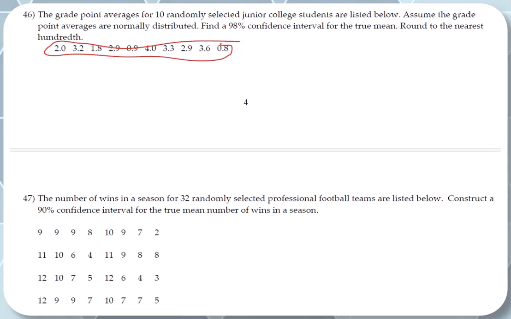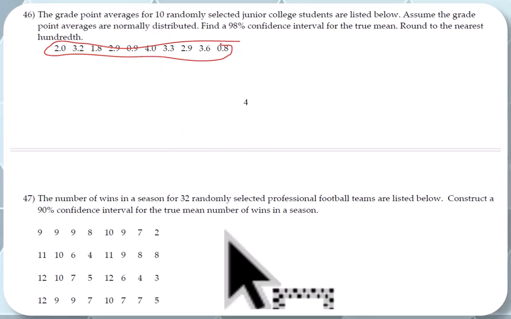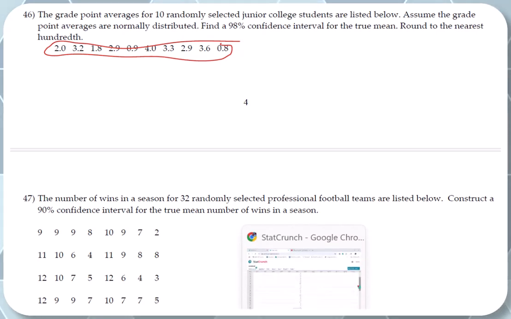The grade point average for 10 randomly selected junior college students are listed below. Assume that the grade point average are normally distributed. He has to tell you that the population is normally distributed because the sample size is less than 30. Find a 98% confidence interval for the true mean grade point average. So we need to put it in StatCrunch, and then we can find the interval. So for exercise 46, he gave us the grade point average for 10 randomly selected students, and he wants a 98% confidence interval for the true mean. I put the data in StatCrunch already. So let me show you how we do this one.